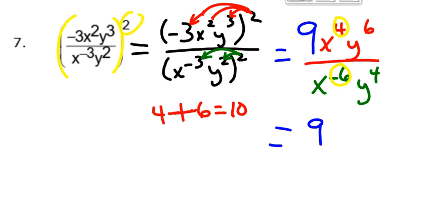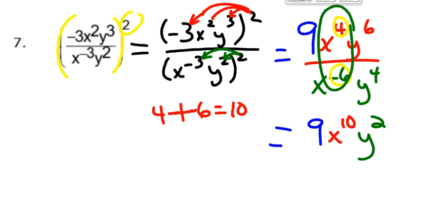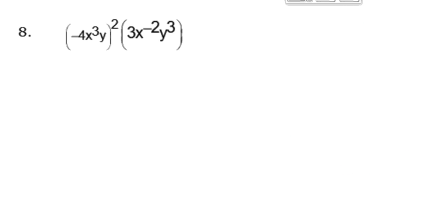So that's going to give me back over here x to the 10th. That's what these reduce to. 4 minus negative 6 gives me x to the 10th. And then looking at my y's, I can see that y to the 6th over y to the 4th, y wins by 2. So 9x^10y^2 is your final answer.